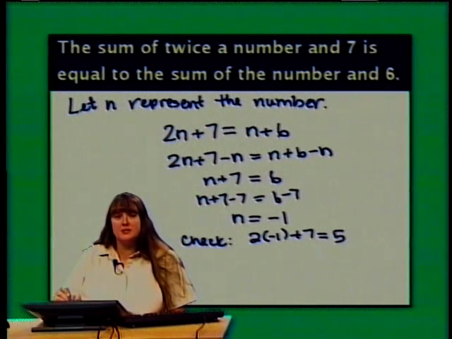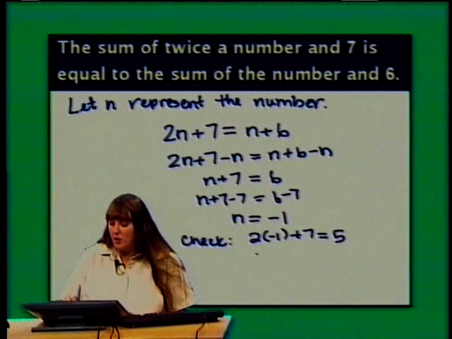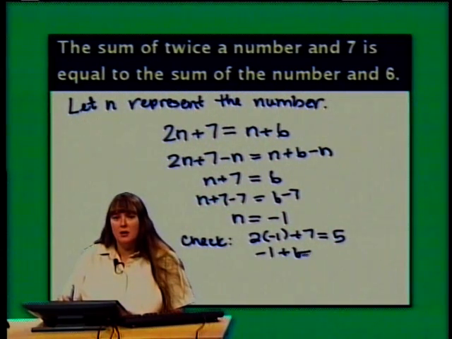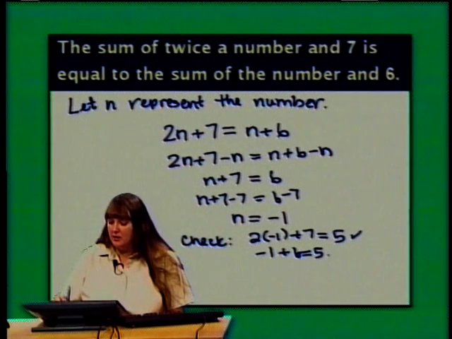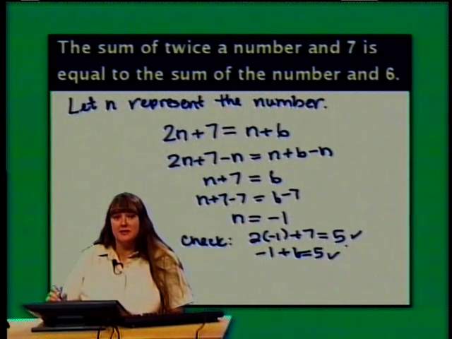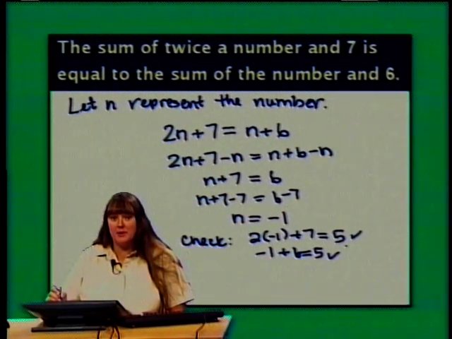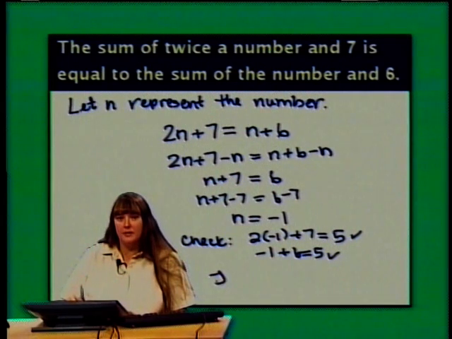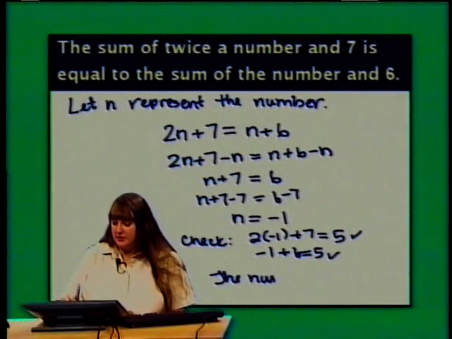And this is supposed to be equal to the sum of the number and 6. So if my number is -1, and I add 6, well, that's also 5. So it looks like this makes sense in the wording of the problem. So now that I've checked my solution against the wording of the problem, I'm going to go ahead and state my conclusion. Now I was asked to find the number. So I'm going to write for my conclusion, the number is -1.